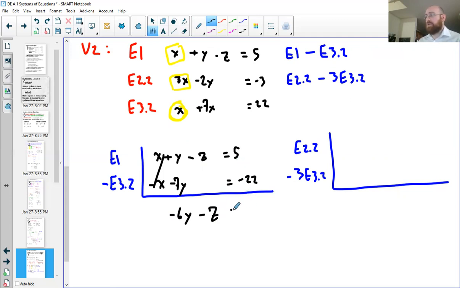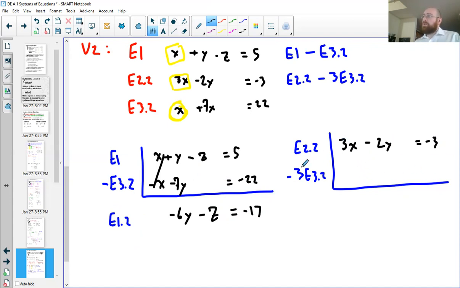And then 5 minus 22 is going to be negative 17, because 22 minus 2 or plus 2 and then plus 3. Yep, I'm pretty sure that's right. So this will be equation 1.2 because it's the second version of our first equation. Then over here, the top row is going to be equation 2.2. So that's 3x minus 2y equals negative 3.